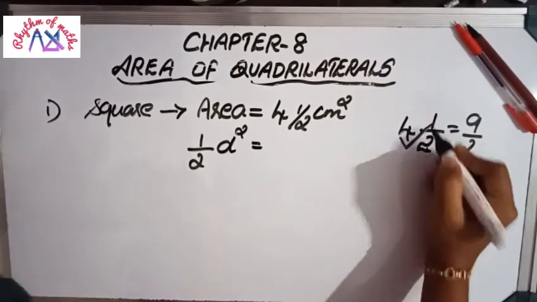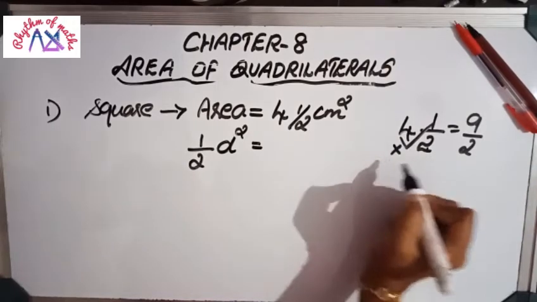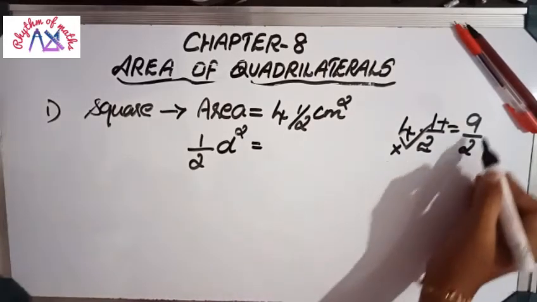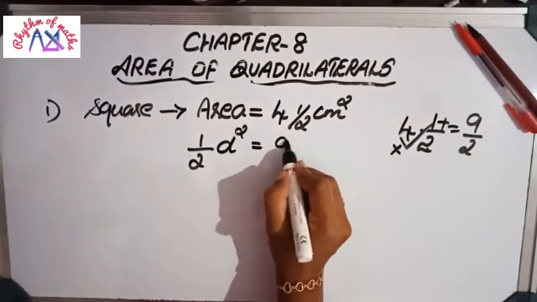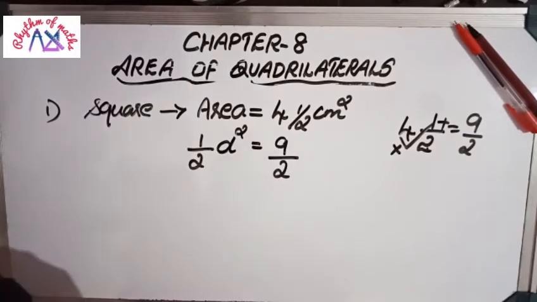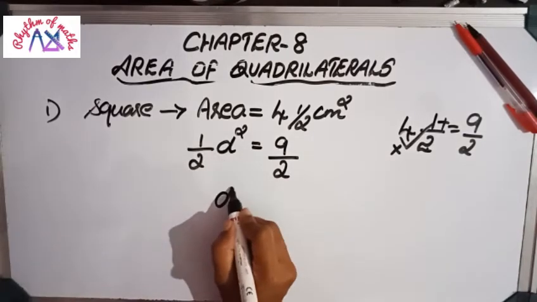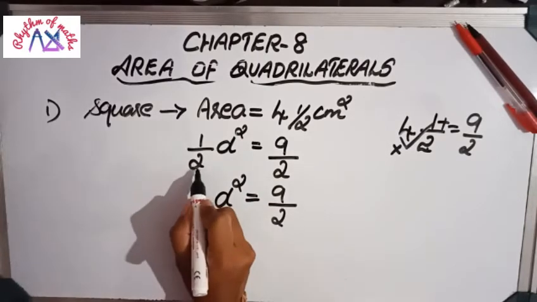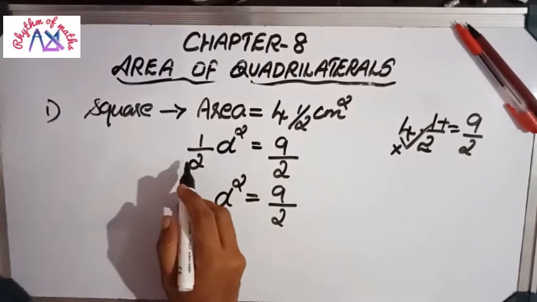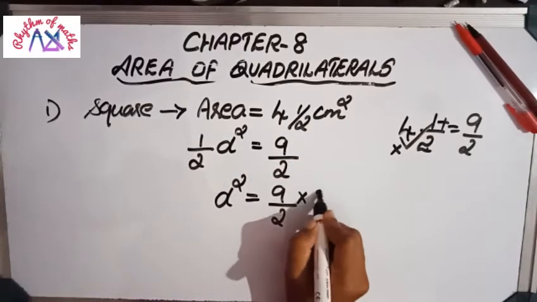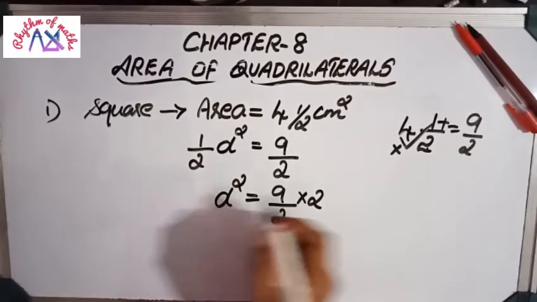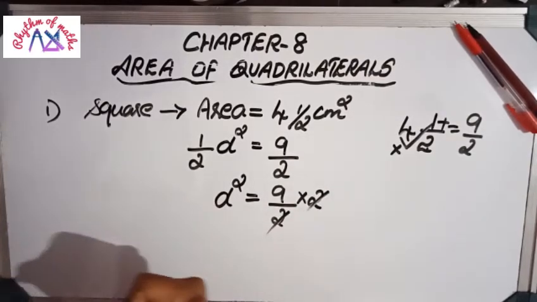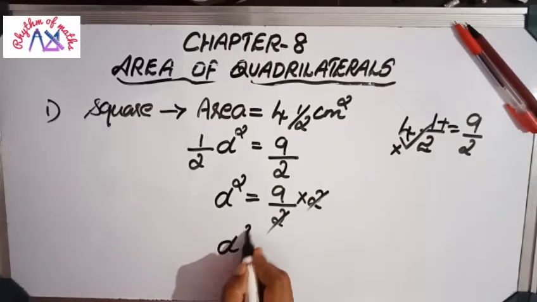Just apply this tick mark. 4 2s, multiply upward and add, then divide by the same denominator. So 9 by 2 is the simplified form. So here we can write it as 9 by 2. Now keep d square here. So d square equal to 9 by 2. Take this divided by 2 to this side, so it will be into 2. The denominator comes to this side, it will be in the numerator. So 2 and 2 we can cancel. So d square equal to 9.